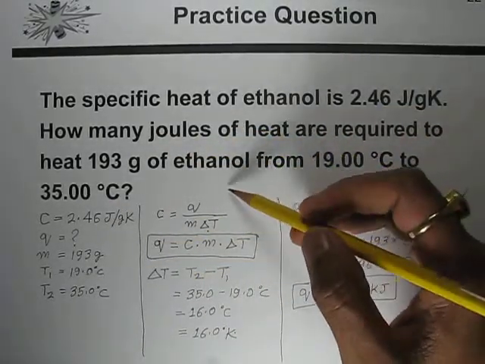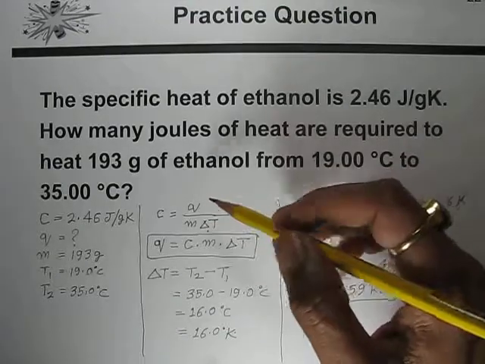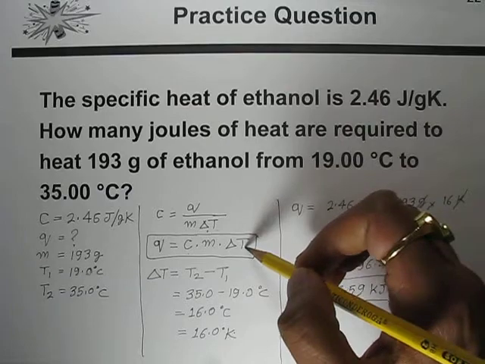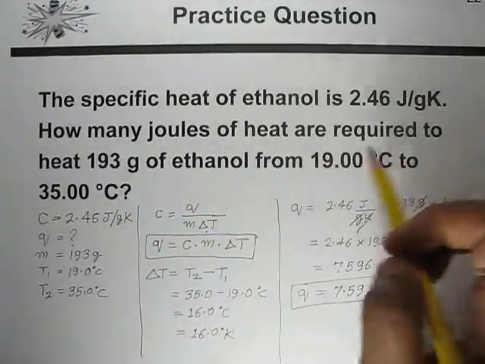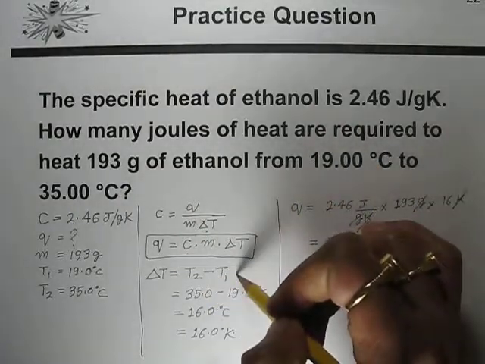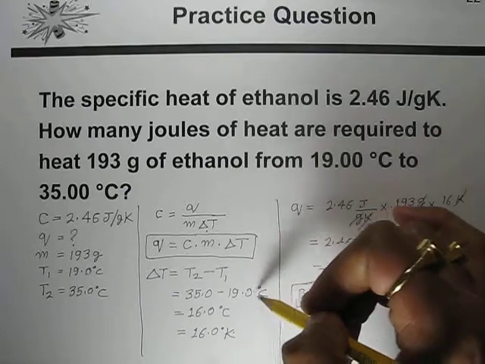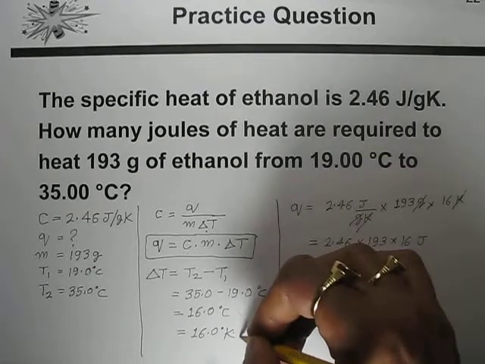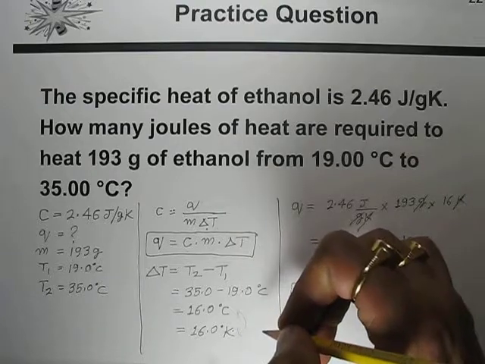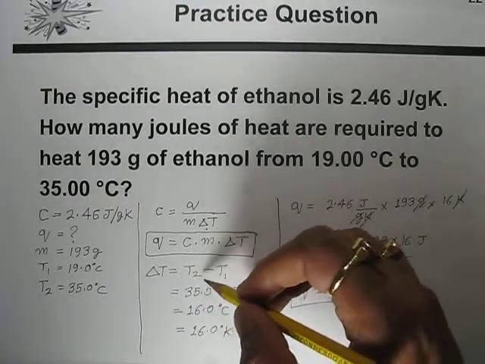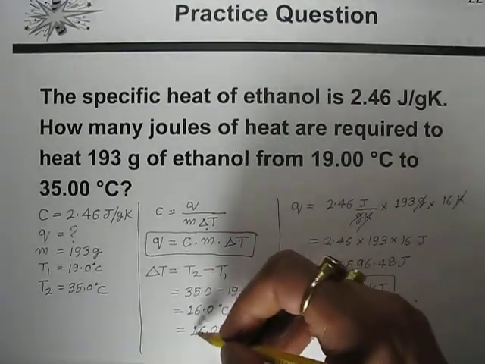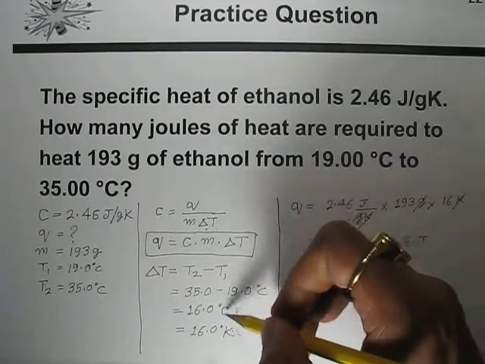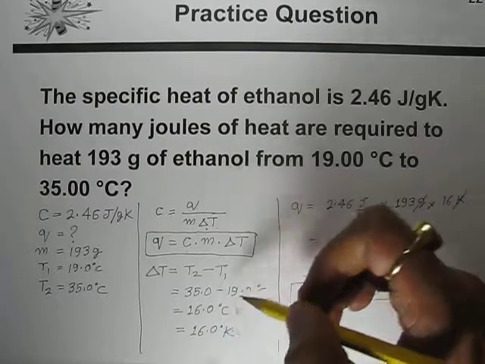Since we know C is equal to Q over m delta T, and we have to find Q, we can rearrange this formula as Q is equal to C m delta T. And how will we find delta T? Delta T is the difference between these two temperatures: T2 minus T1, 35.0 minus 19.0 degrees Celsius, which equals 16 degrees Celsius. The delta T will be the same whether in degrees Celsius or Kelvin, because in Kelvin we add 273 to both and then subtract, so the difference comes out the same. So we can easily change the unit of temperature from Celsius to Kelvin.